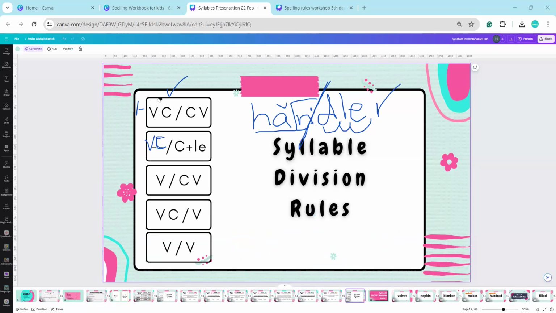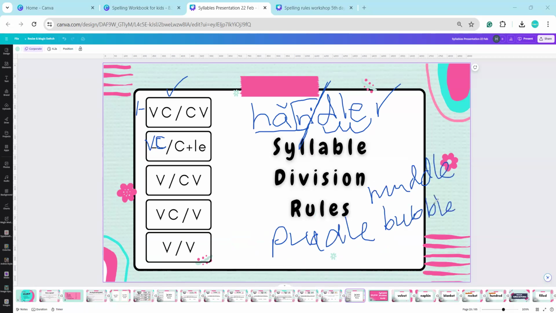There can be many words like handle, puddle, muddle. What else? You can write them in the comment box. I will have a look. So bubble, bubble. Right? So after closed syllables, give them consonant plus LE with closed syllable. Next, move on to, this is number 2, this is number 3. Move on to open syllables.